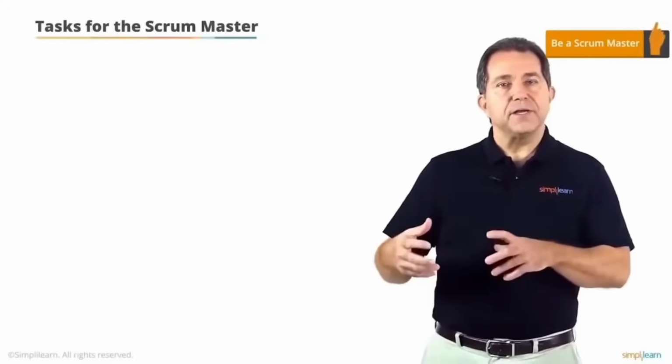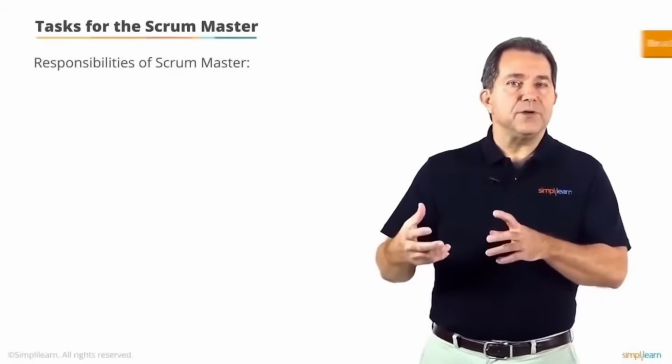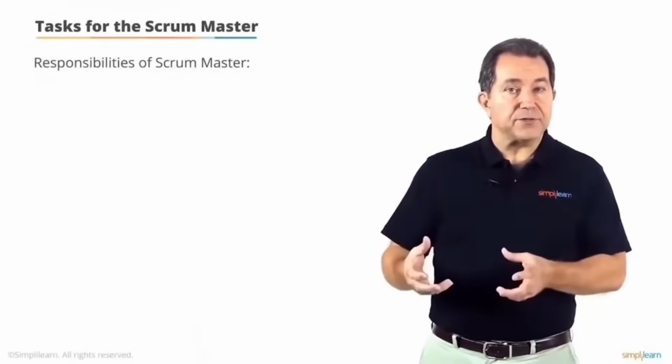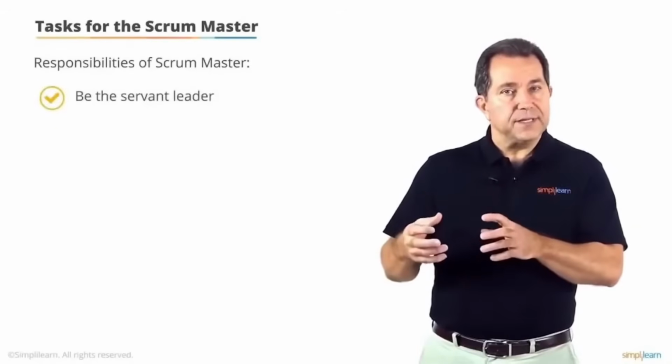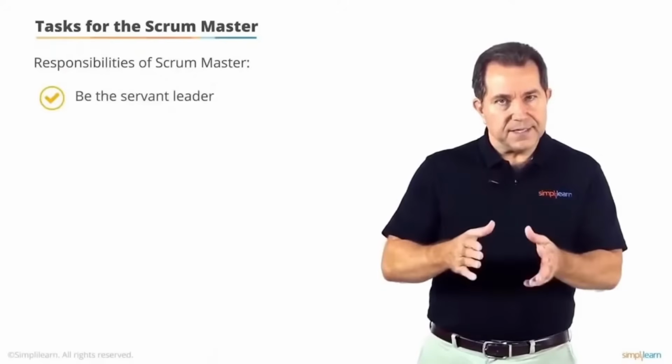Tasks for the Scrum Master. The Scrum Master is a crucial role, and it is important for you to be clear about exactly how the Scrum Master serves the team. Scrum Masters are servant leaders. This means that they put the team before themselves and assist the team.